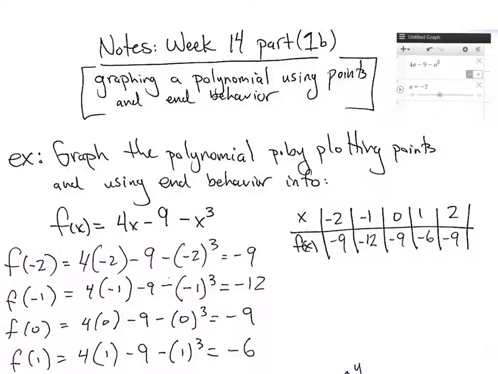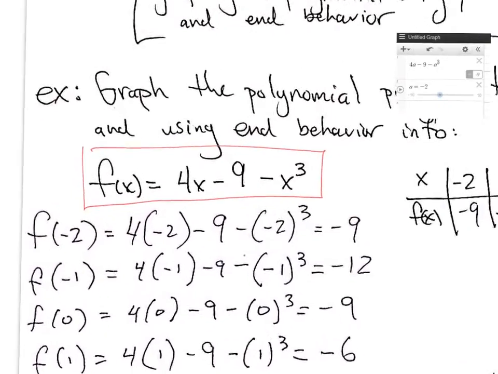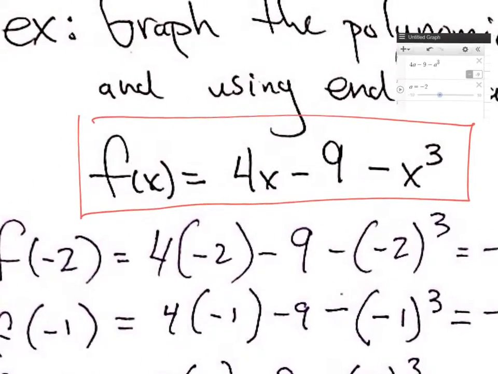Okay, kiddos, here is an example of how to graph a polynomial using points and end behavior. So we're to the point where we're learning a little bit about the end behavior of polynomials, but when we get to something like this and we're asked to graph it, that might be a little challenging. So first of all, let's talk about the end behavior.